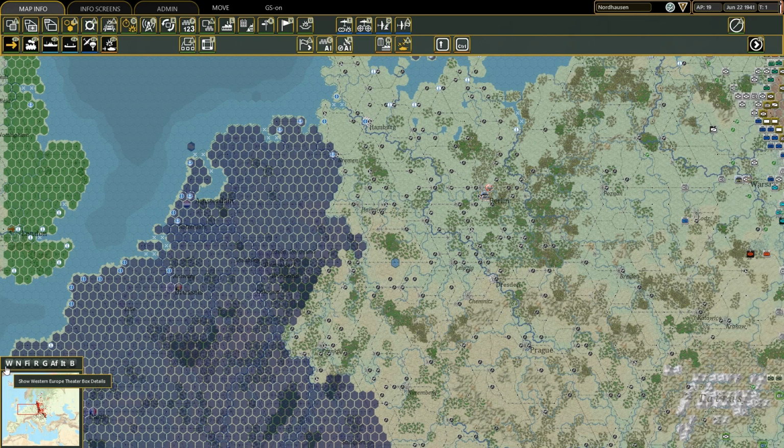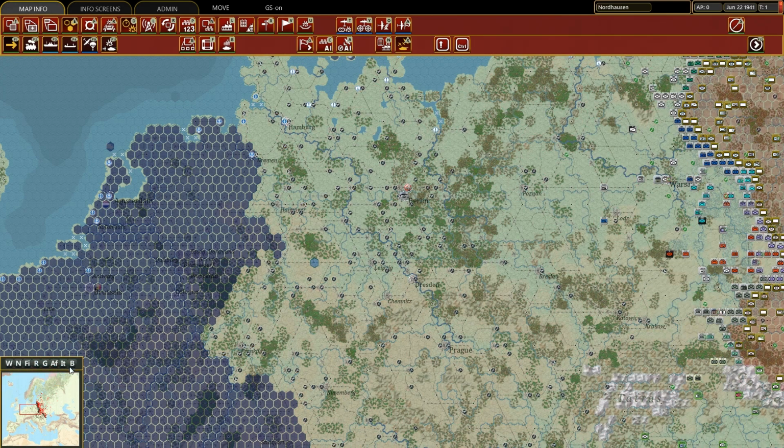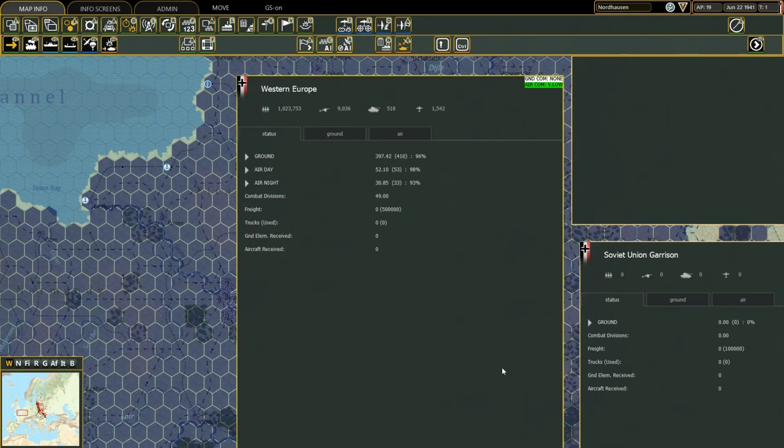The Axis does have the Western Europe, I call it the Western European theater box, the Norwegian, the Finnish, the Soviet garrison, the North African, the Italian, and the Balkans, and the theater boxes are listed here. And the Soviets do have the Northern Front, which is the Soviet version of the Finnish theater box for the Axis, the Transcaucasian theater box, and then the Far Eastern theater box.